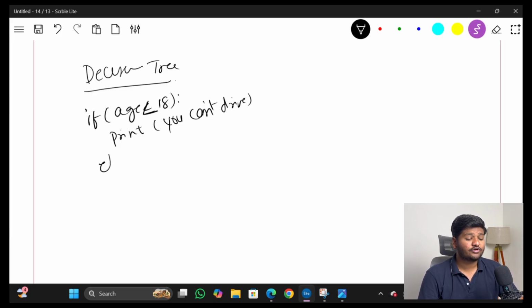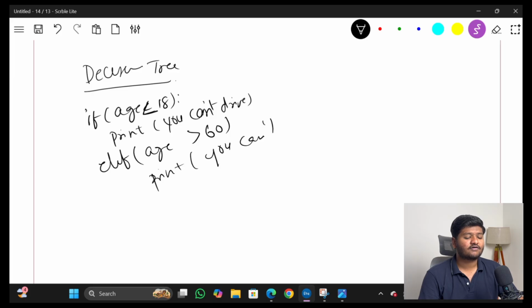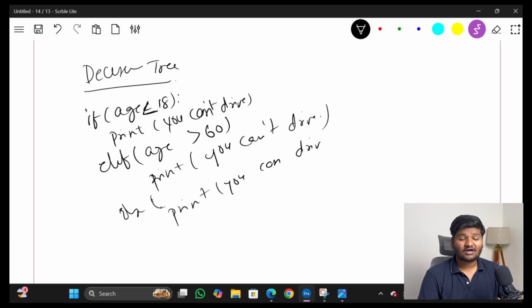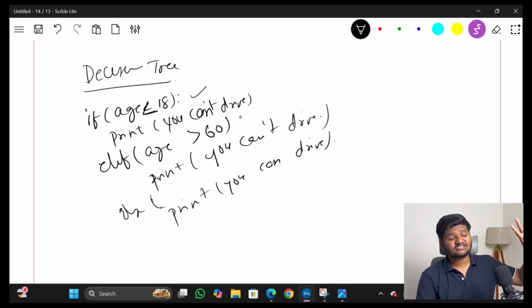Elif, guys, you need to know these concepts. Elif my age is greater than 60, print you can't drive, because you are a senior citizen. Else, print you can drive. It means you are not less than 18 and not greater than 60, so you are from 19 to 59, and you can drive.